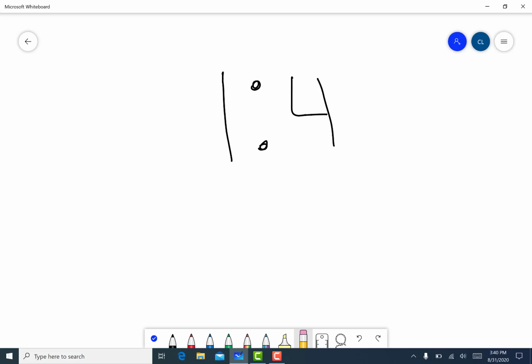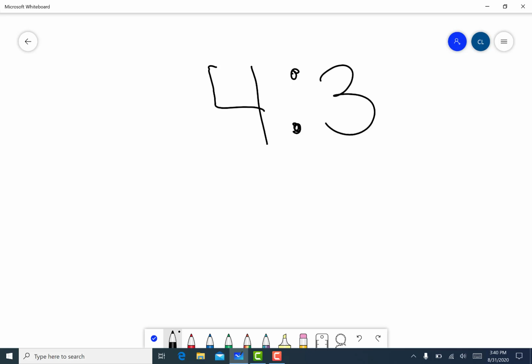All right, the next one said they should purchase 4 bolts of yellow fabric for every 3 bolts of orange fabric. The ratio of the number of bolts of yellow fabric to the number of bolts of orange fabric should be, so it says for every 4 bolts of yellow there were 3 bolts of orange, and it says the ratio of the number of bolts of yellow to the number of orange, that's yellow to orange, was just 4 to 3.